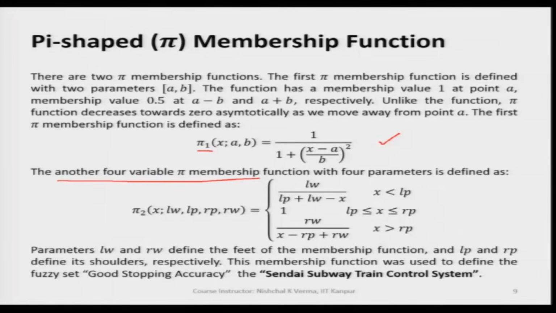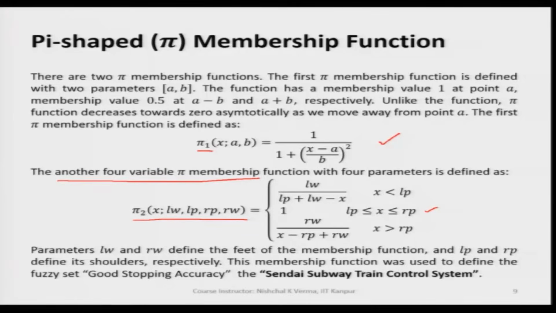This pi membership function is defined by pi 2(x; Lw, Lp, Rp, Rw), and this will be equal to Lw over (Lp plus Lw minus x), and this is true for x less than Lp, and then this will be equal to 1 for all the values of x greater than or equal to Lp, less than or equal to Rp.